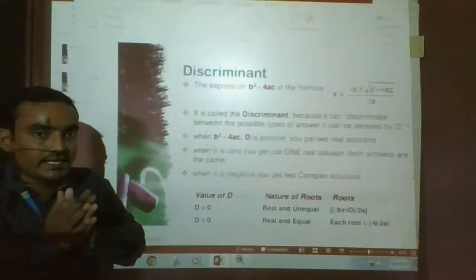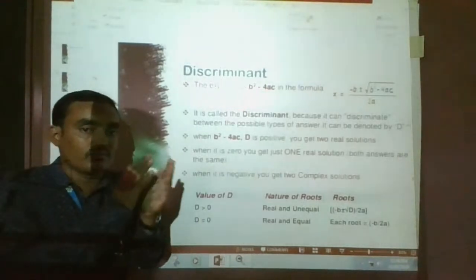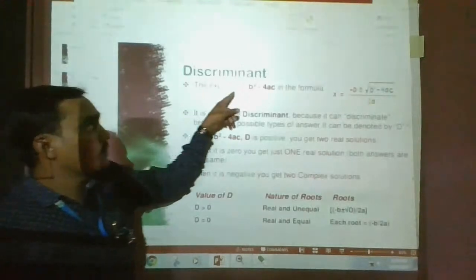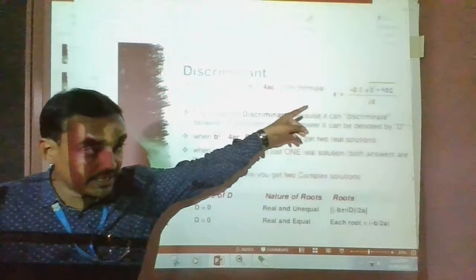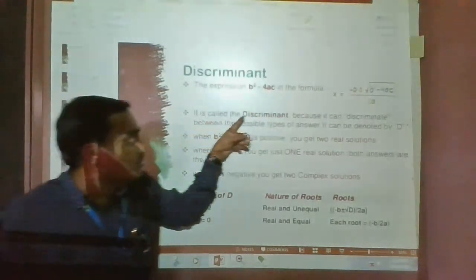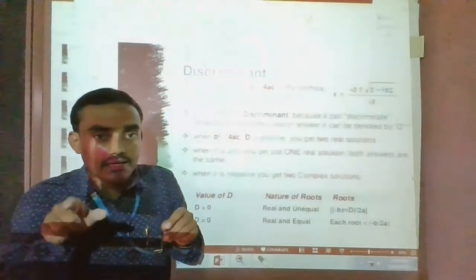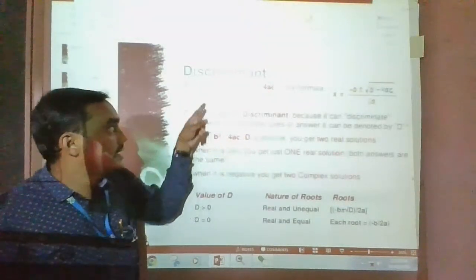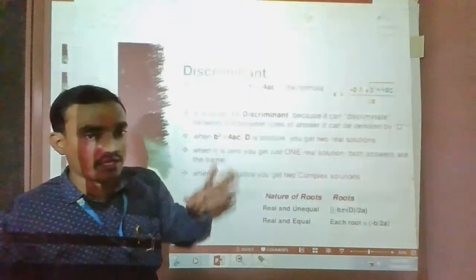Now, one more concept is there, the discriminant. The discriminant of a quadratic equation. The expression b square minus 4ac in the formula, the one under the root, we call that the discriminant. It is denoted by D or delta. So the discriminant of a quadratic equation, delta, is equal to b square minus 4ac.